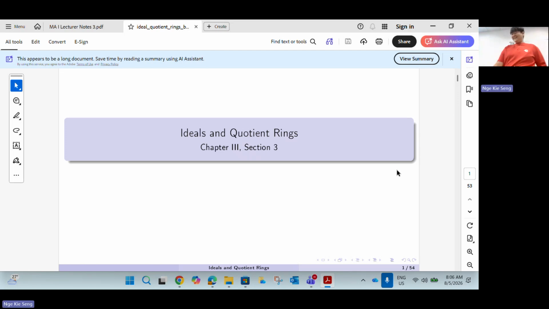Hi everyone. My name is Chuen Jack. Today I want to discuss the ideal and the quotient ring. For chapter 3, section 4 is the prime ideal and the maximal ideal.